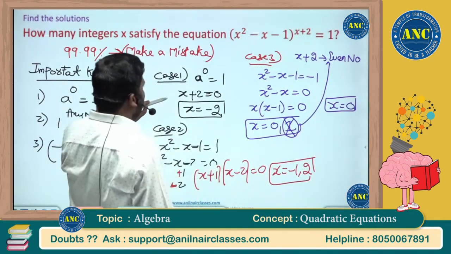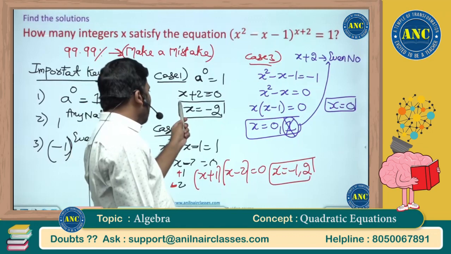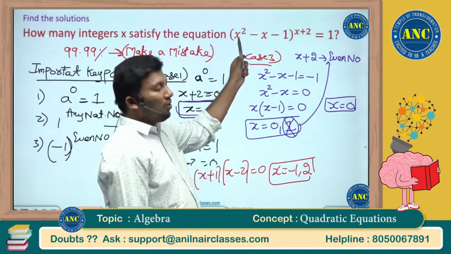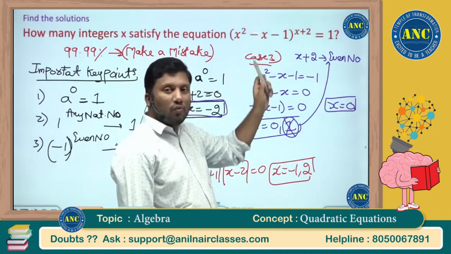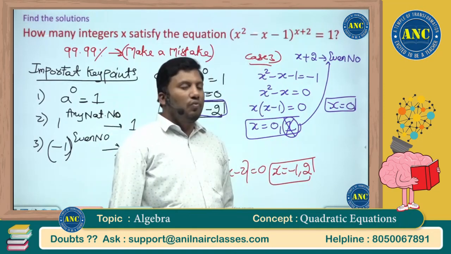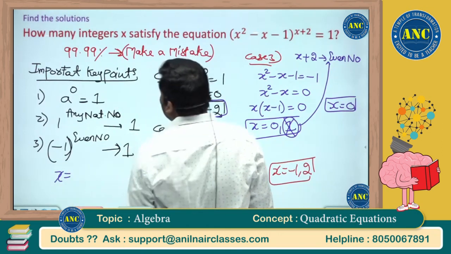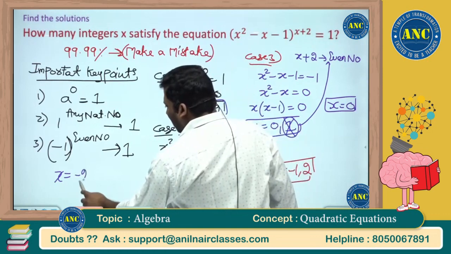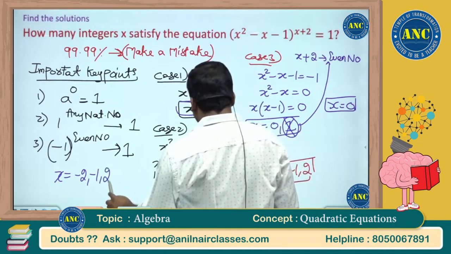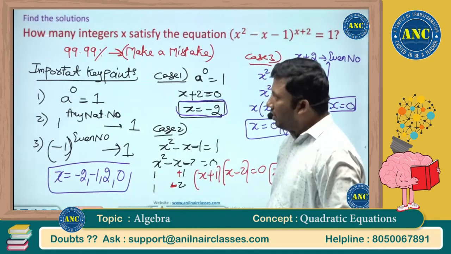So x can be minus 2: minus 2 plus 2 is 0, and a power 0 is 1. X can be minus 1: minus 1 squared is 1, 1 plus 1 is 2, 2 minus 1 is 1, and 1 power any natural number is 1. X is 2: 4 minus 3 is 1, and 1 power any natural number is 1. So totally the values are minus 2, minus 1, 2 and 0.